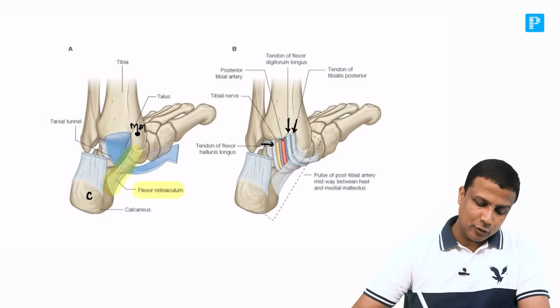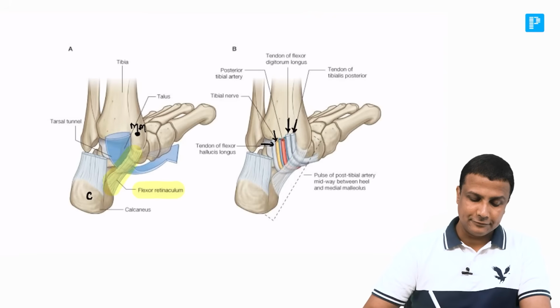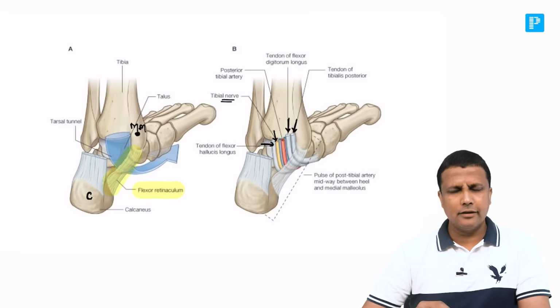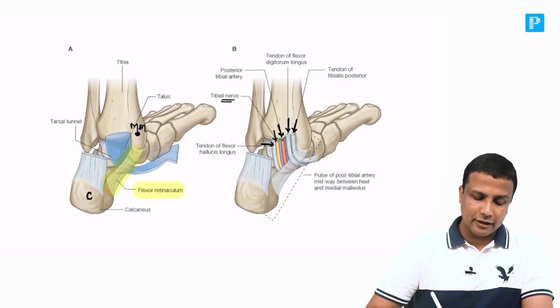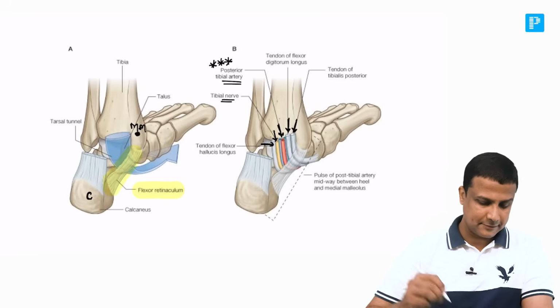In between these, I hope you are able to appreciate one nerve present over here, and of course that is your tibial nerve. And nowadays the trending question in your exam, the most important one, is the artery here, and this artery will be the posterior tibial artery. Very much important for your exams nowadays.